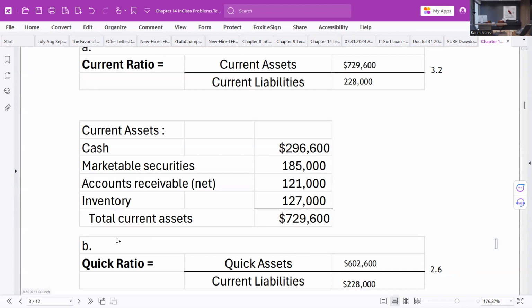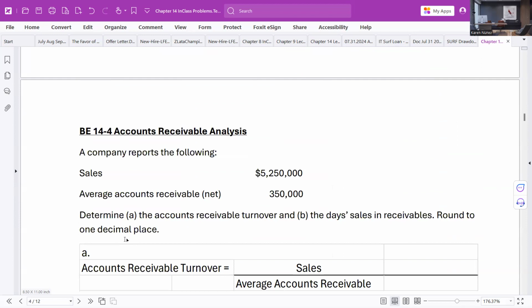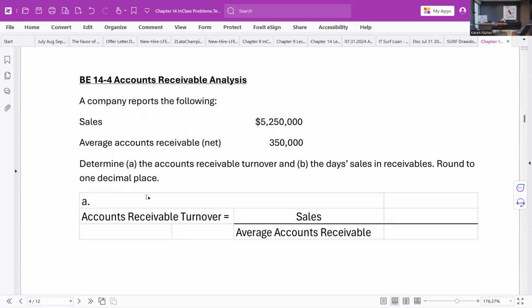Next, let's move on and take a look at Exercise 14-4. In 14-4, we're going to continue to look at liquidity, but now we're going to look at the receivables, and then we'll come back and look at inventory as well. But these are all measures of liquidity that tell us something about the ability to meet those maturing obligations.